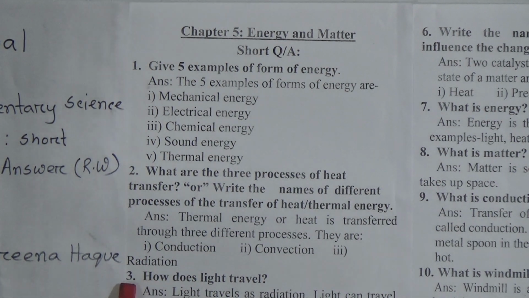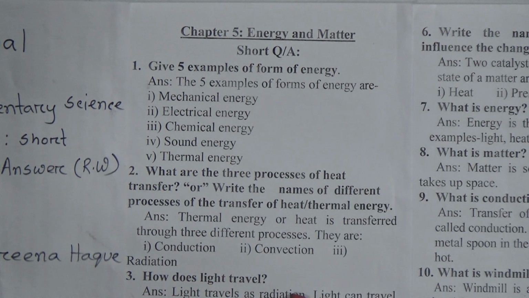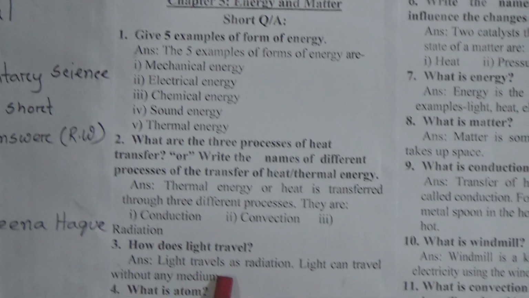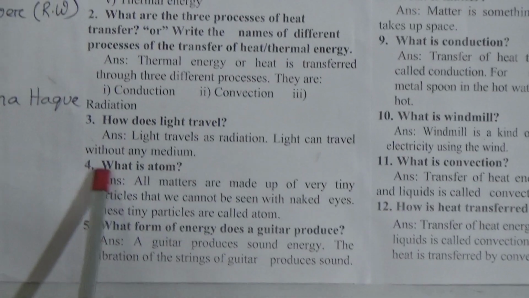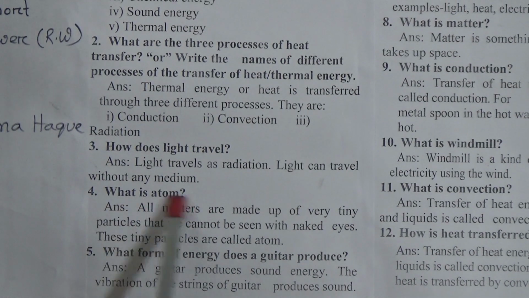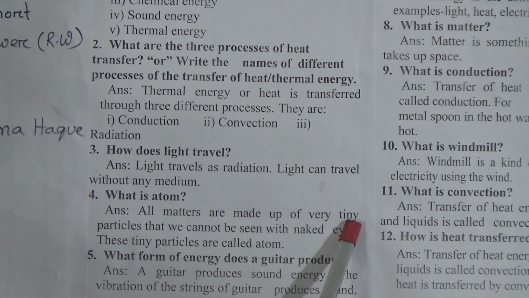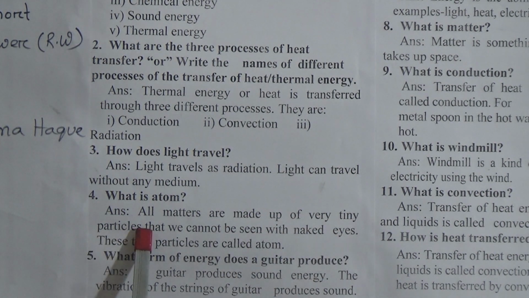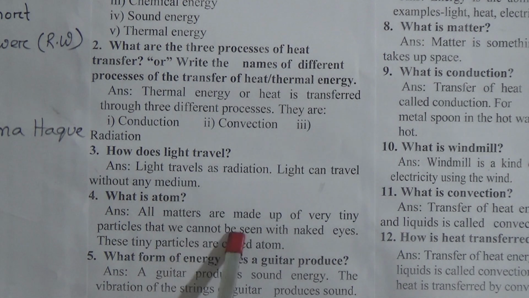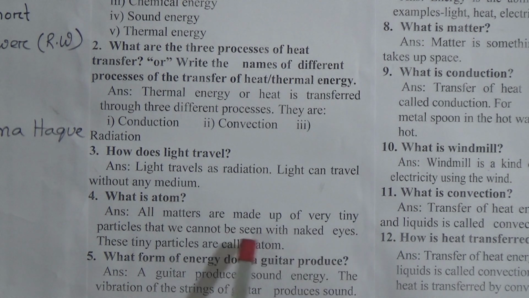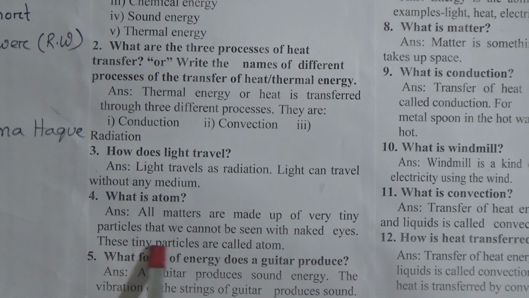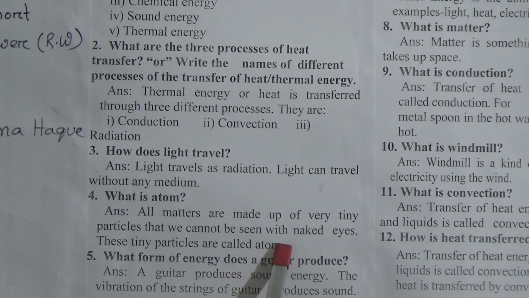Now next question is, how does light travel? The answer is, light travels as radiation. Light can travel without any medium. Now our question number 4 is, what is atom? The answer is, all matter is made up of very tiny particles that cannot be seen with naked eyes. These tiny particles are called atoms.